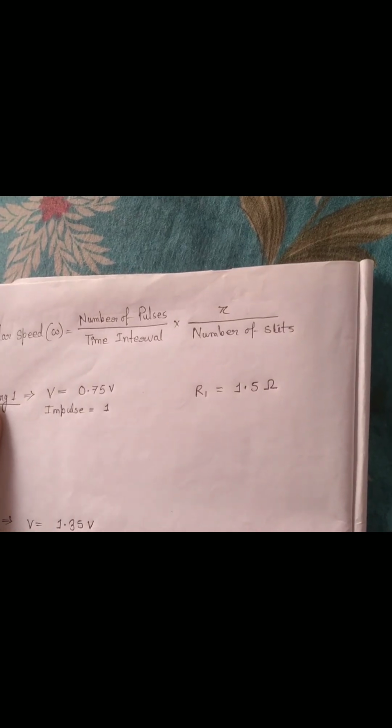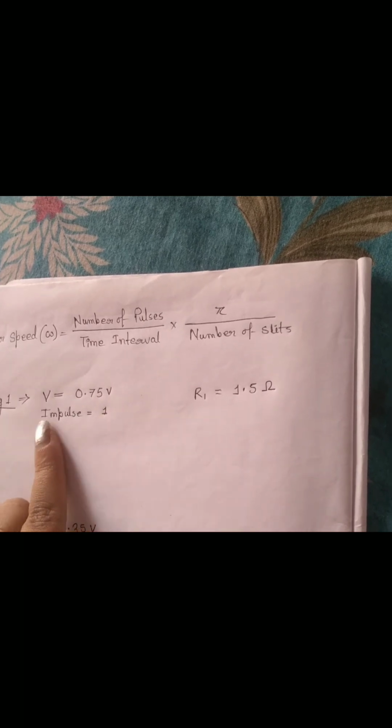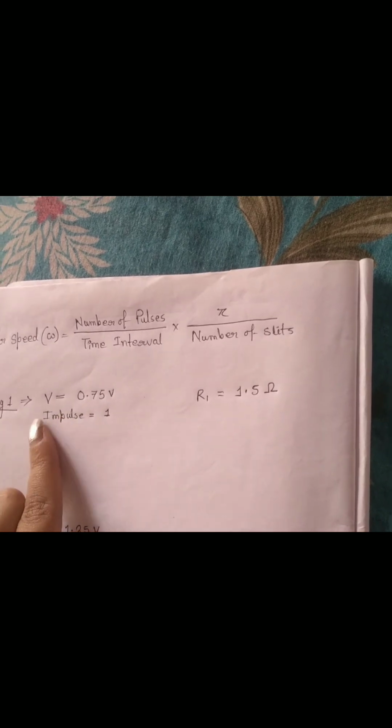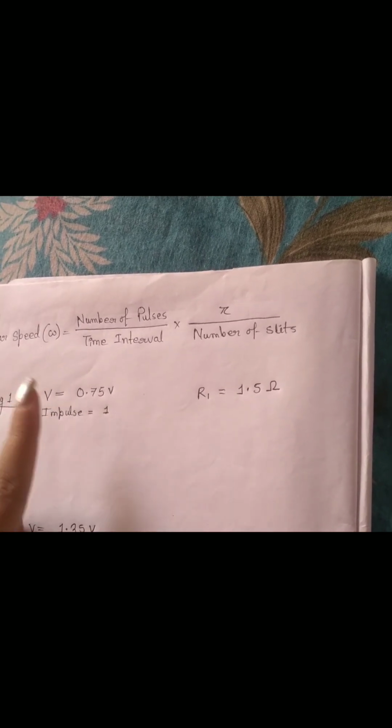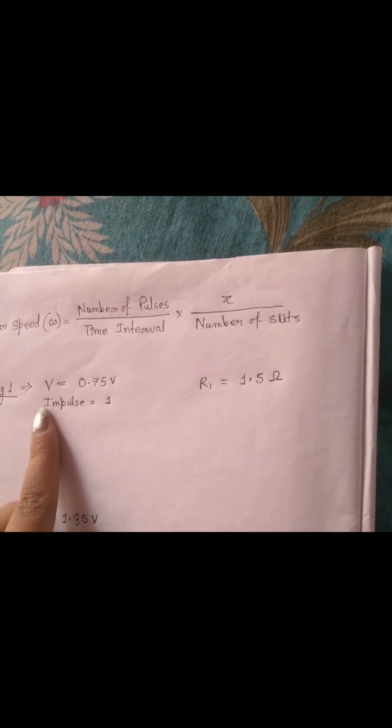In reading 1, we measured the voltage using a multimeter, and we calculated the impulse from the laptop, which has the software we are using to convert the light wave to a sound wave and calculate the impulse. The data we got is voltage equals 0.75 volt and impulse equals 1.